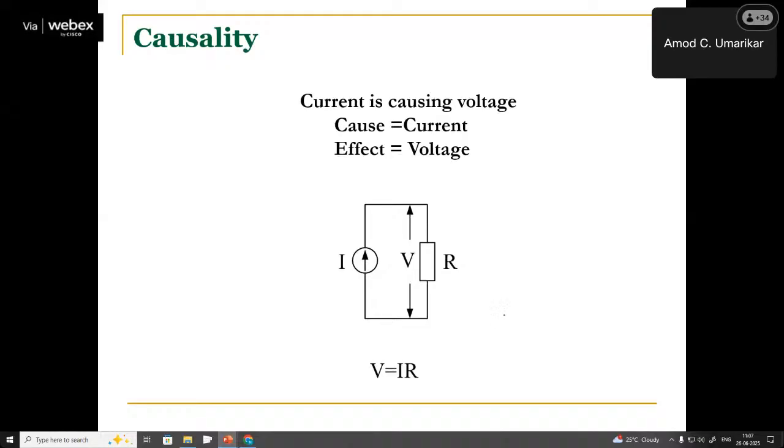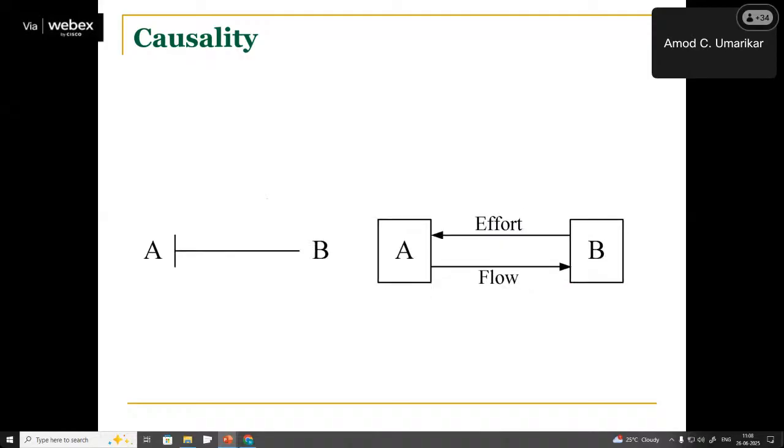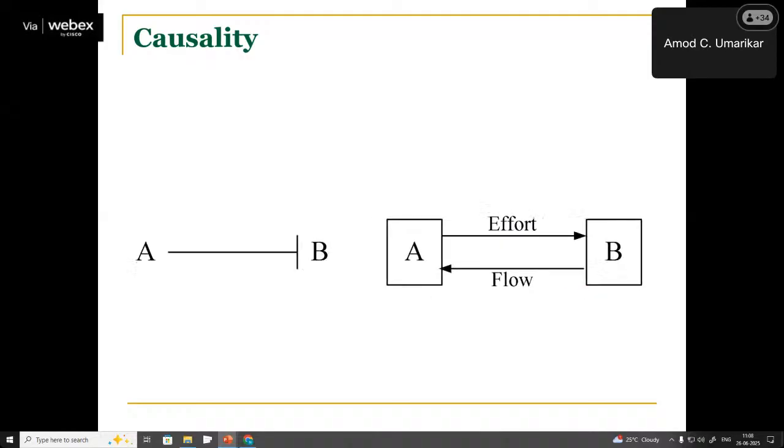In general, what is the equation? E is equal to FR for this. So what is cause here and what is effect? Flow is the cause, effort is effect. I think I'll take the next example so it will be clear to you. Are you understanding this?